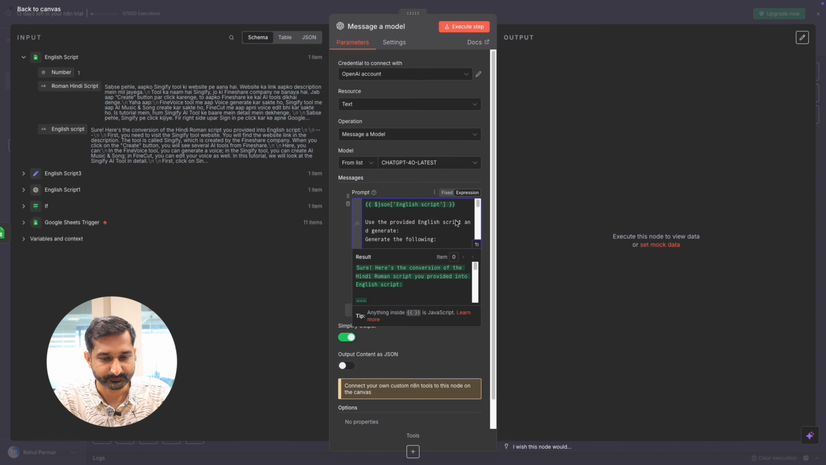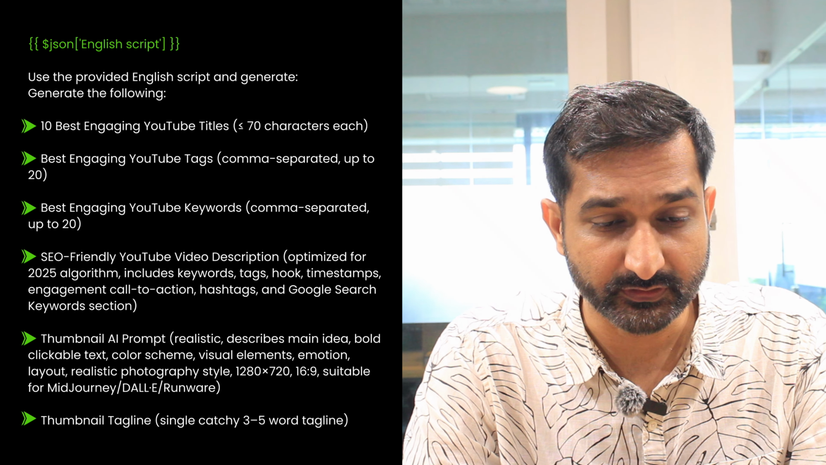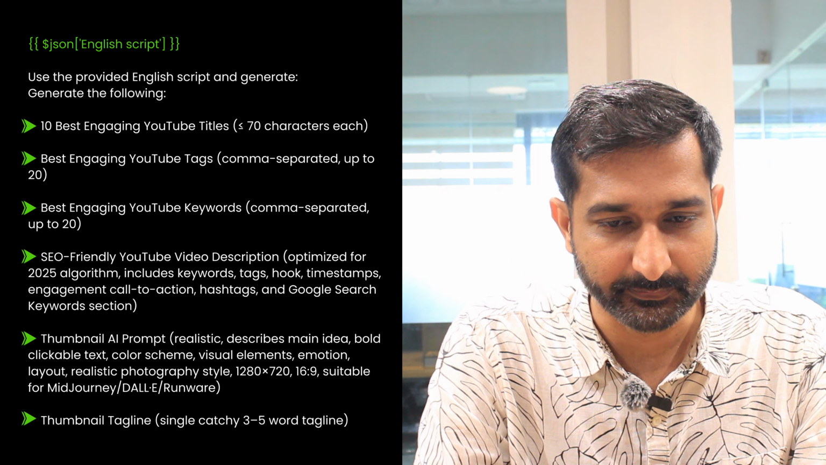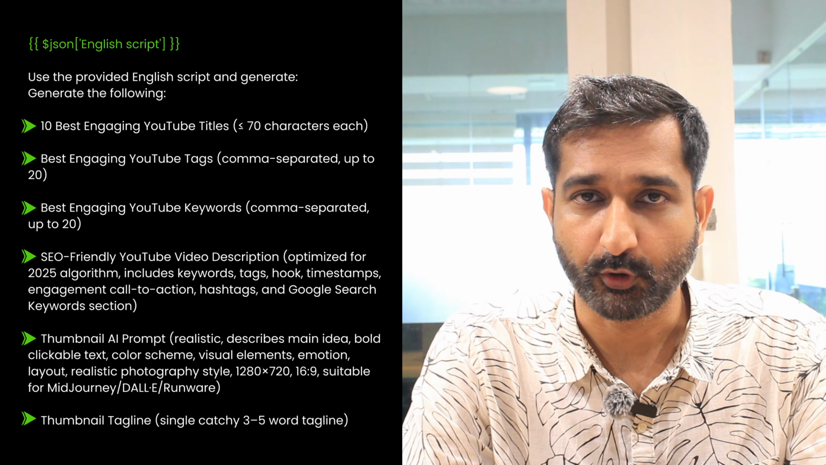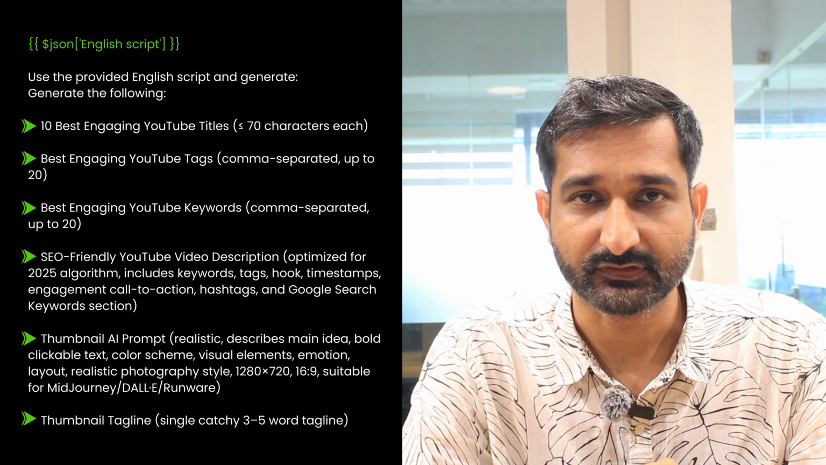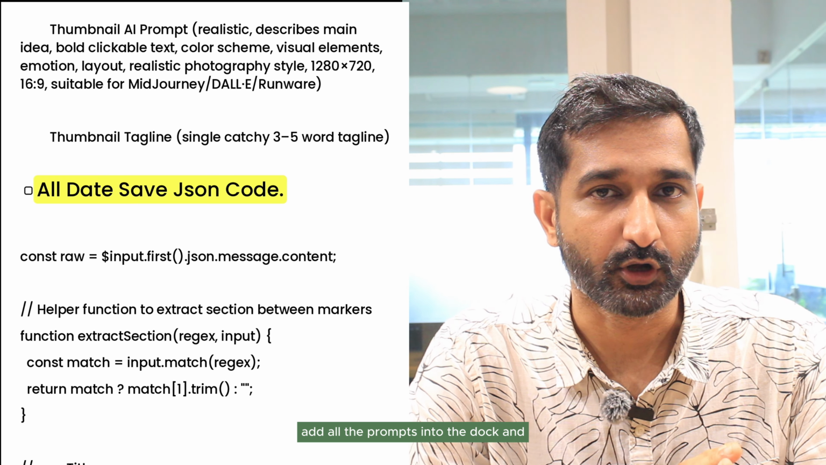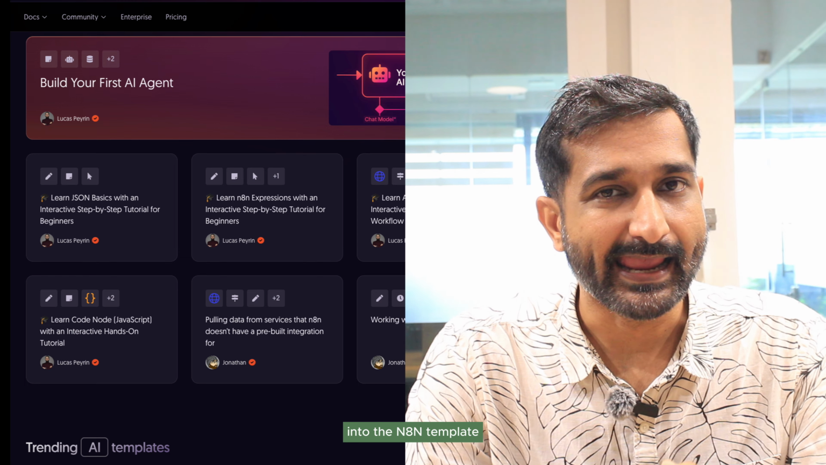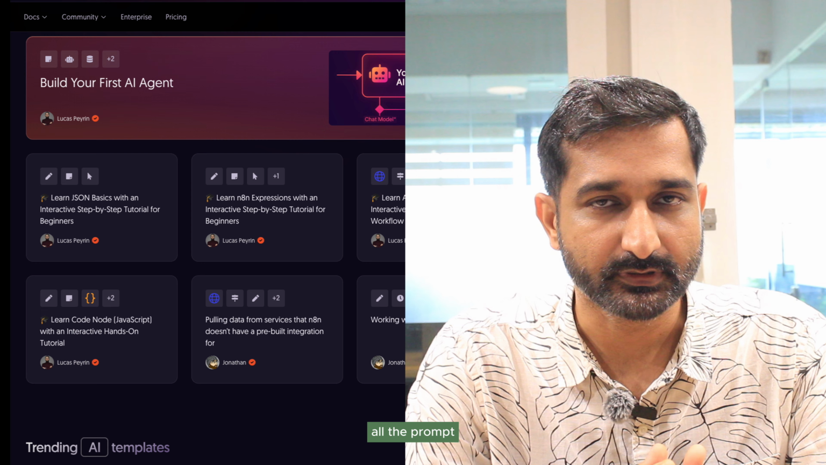In this prompt, I asked to generate YouTube title, keywords, tags, description, thumbnail brief, and tagline using the English script, and also include the tags and keywords in the description. You can write as you like. Here on the screen, I'm showing the prompt. So if you want to copy it or just write it down by looking at it, you can do it. I'm also going to add all the prompts into the doc and also publish them into the N8N template. So you can download the JSON from there and you can also get all the prompts from that JSON.